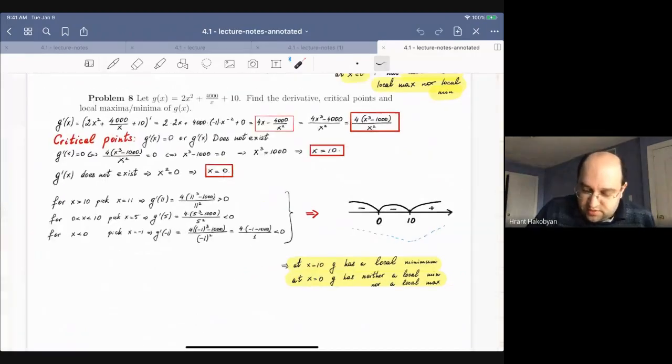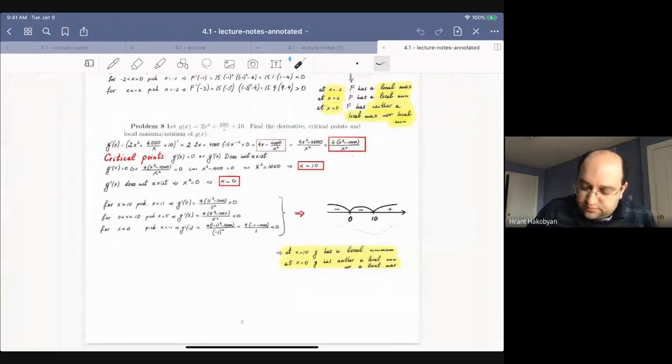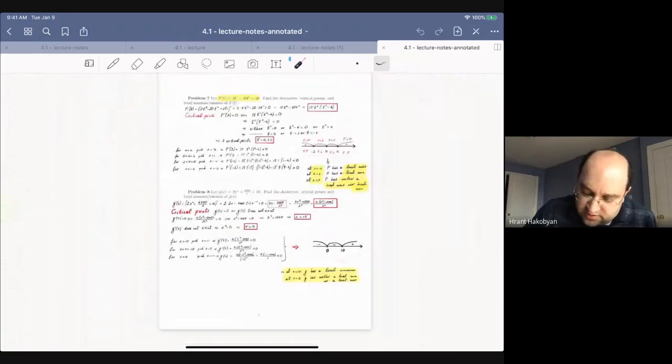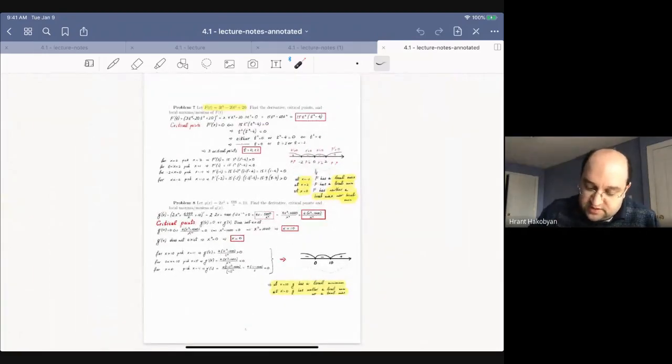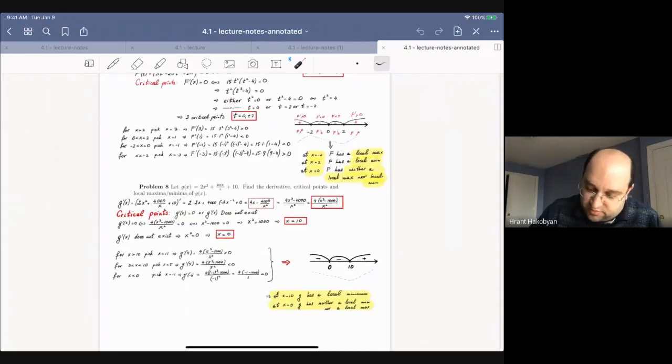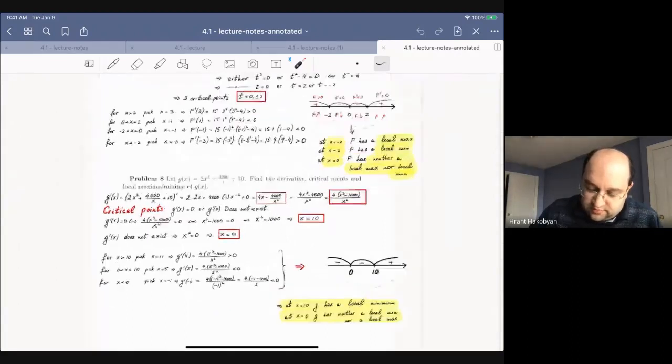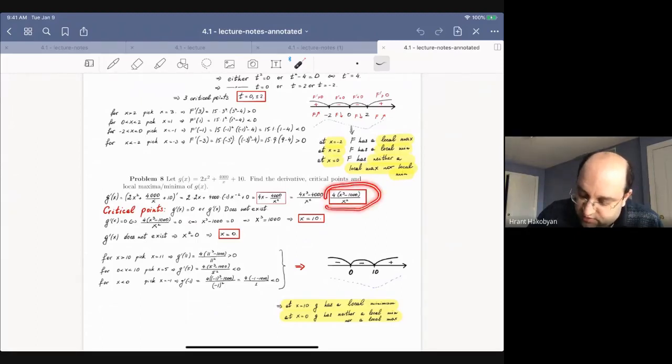So it was a little bit fast, but the idea is very similar. It's exactly the same as the previous problem, so there is nothing new here. The only difference is that you have to work a little bit to simplify your answer for the derivative so you could actually do these things. Okay. Are there any questions?